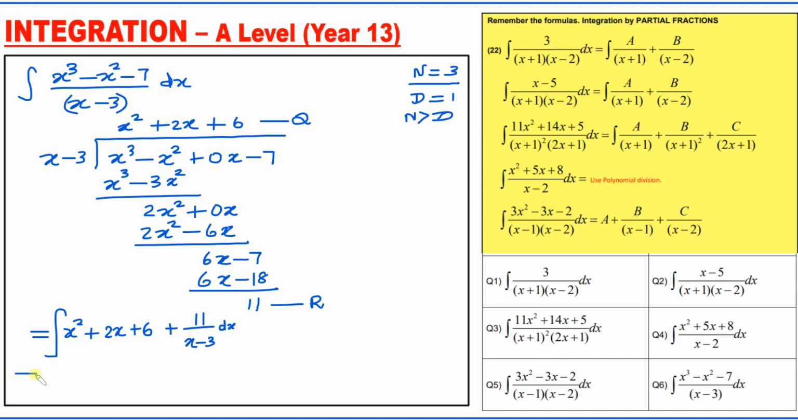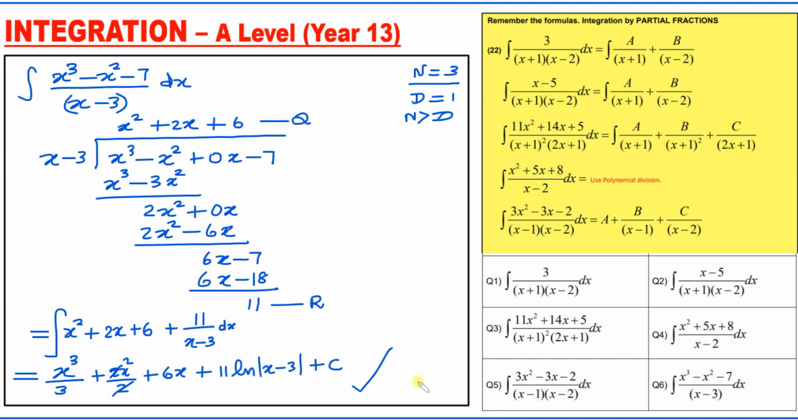which equals x cubed over 3, plus 2x squared over 2, plus 6x, plus 11 ln|x minus 3|, plus c. And that is the answer. You can simplify and make sure that you write the correct answer.